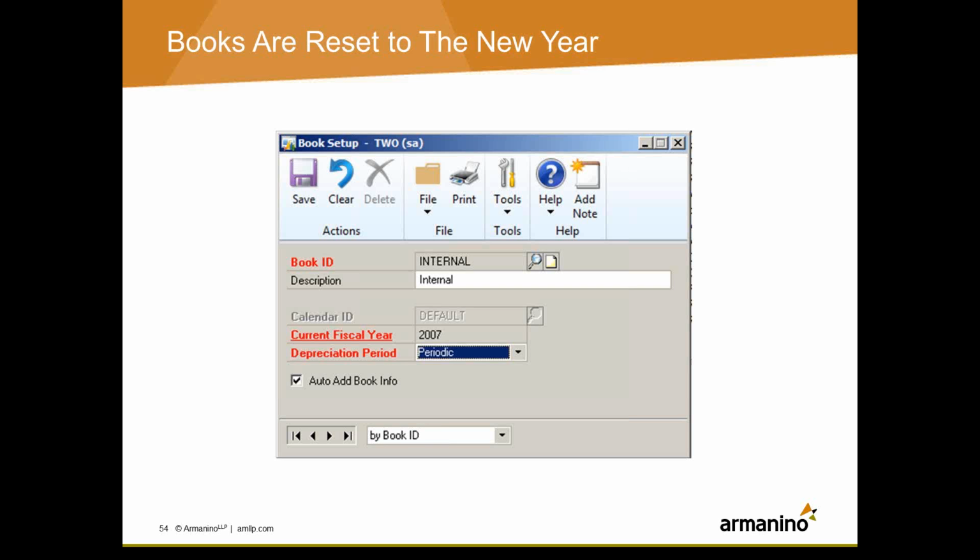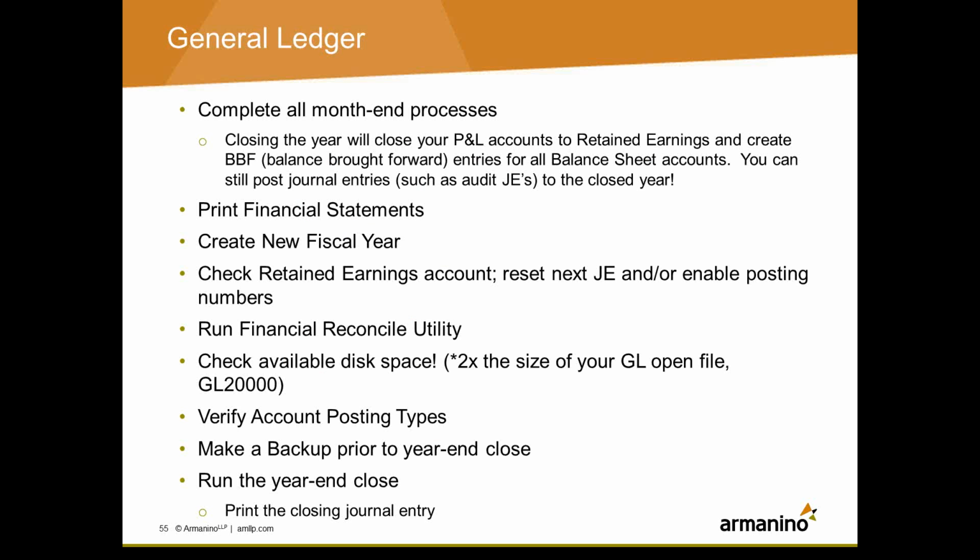You're going to run your financial reconcile utilities. You're going to check available disk space, and this is a question for your IT support: make sure you have twice the size of your general ledger open file, which for the techie people is GL20000. You need to have twice that size for your closing process to be successful. You're going to verify your account posting type, which I'll discuss in a moment. You're certainly going to make a backup prior to the year-end close. You're going to run the year-end close and print the closing journal entry.